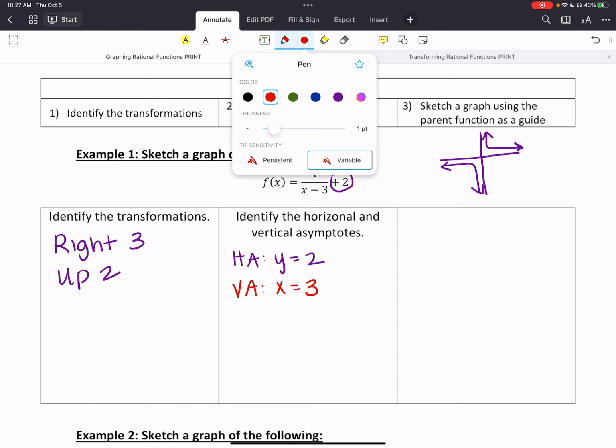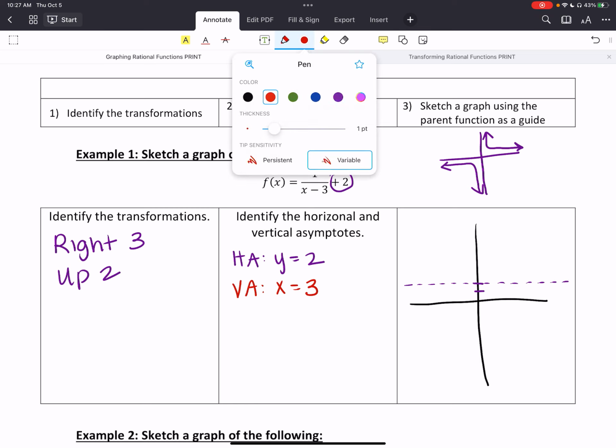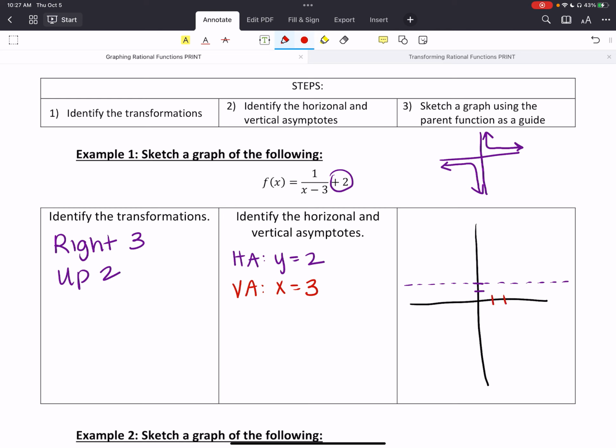So what I'm going to do first is I'm going to sketch my asymptotes. So at y equals 2, I'm going to draw a dotted line. So I'm going to go y equals 2 and draw a horizontal line at y equals 2. And then I'm going to do the same thing for x equals 3. And I'm going to draw a vertical line at x equals 3. So our parent function's asymptotes are our x and y axis. So when we draw our asymptotes, we're going to think of those as our x and y axis guide.